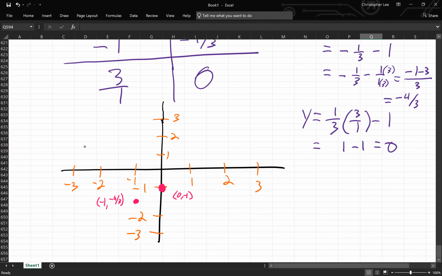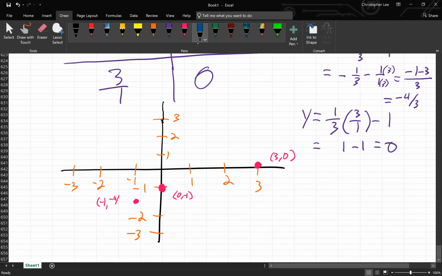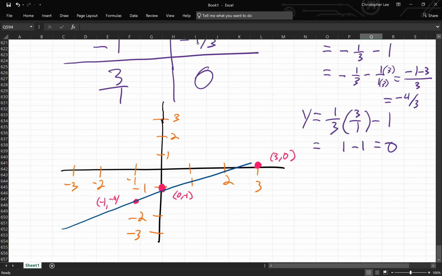And then last but not least, I have 3, comma 0, right? Come across the 3, right? That's it. Sorry, I had a little frozen section here. Come across to the 3 on the x-axis for 0. So this is 3, comma 0. And then after that, just connect the dots. Not a computer, but I tried. And that's it.